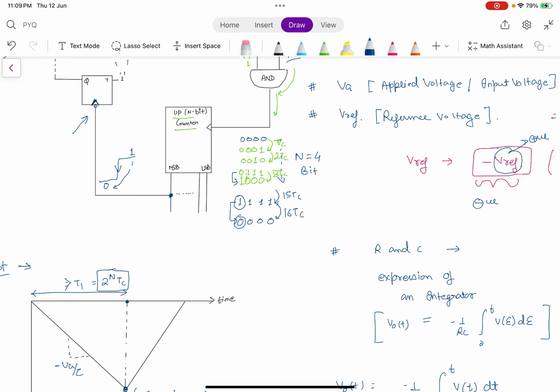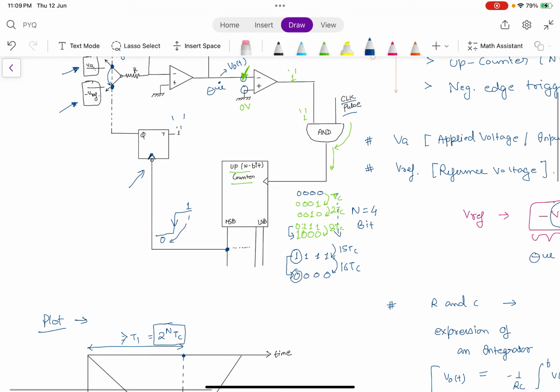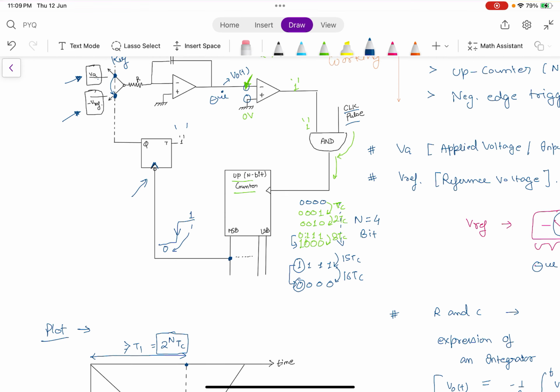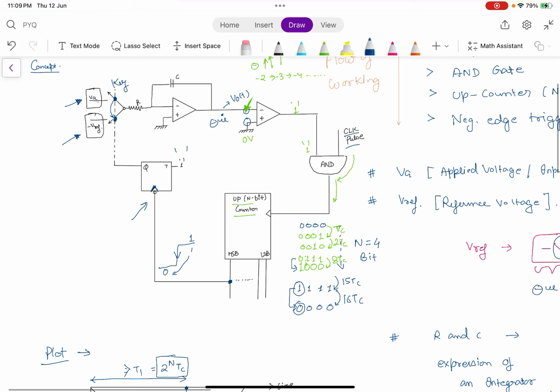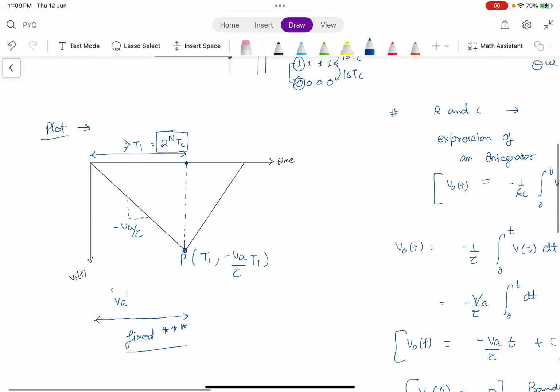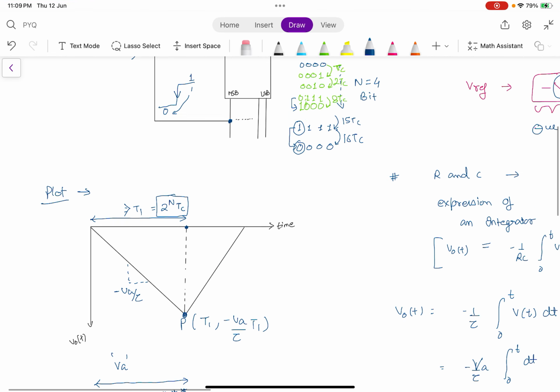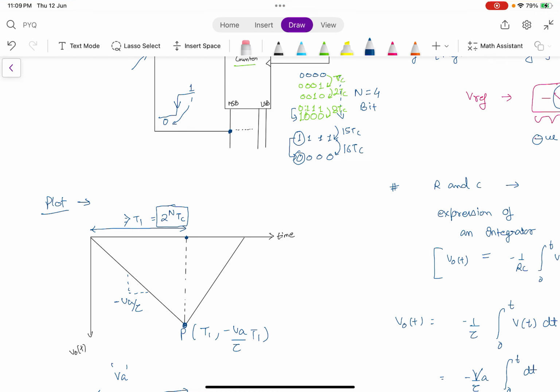As soon as the MSB goes from 1 to 0, the T flip-flop triggers the value. So until this point, the integrator gets the same input as VA. This line does not change until time is equal to T1, which is 2 to the power n Tc. You can see that 16 Tc is nothing but 2 to the power 4 Tc.